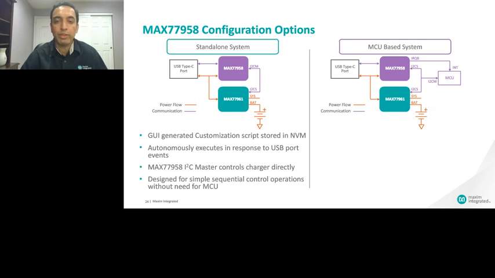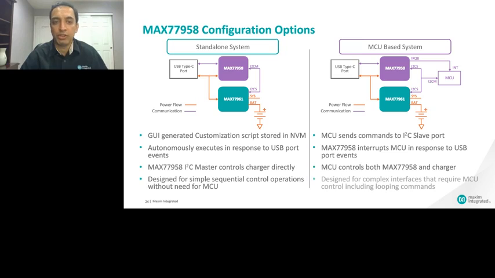What it allows you to do is to negotiate autonomously the power delivery voltage and current levels, and then configure the charger based on the type of power source that is connected. And all of this is performed because you can pre-configure your operation in the non-volatile memory of the MAX 77958.